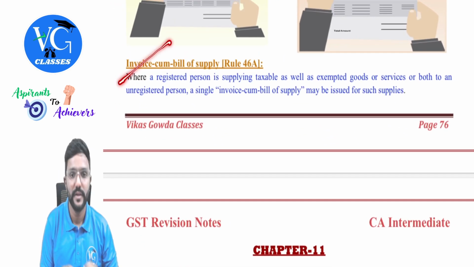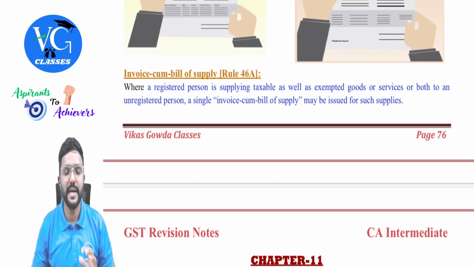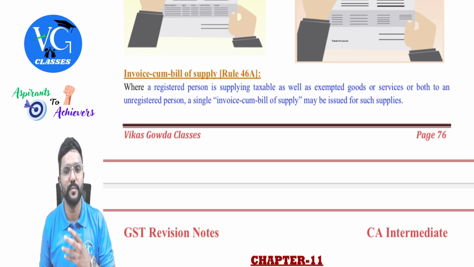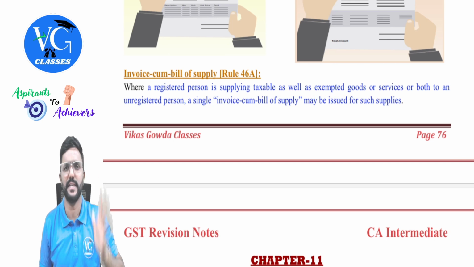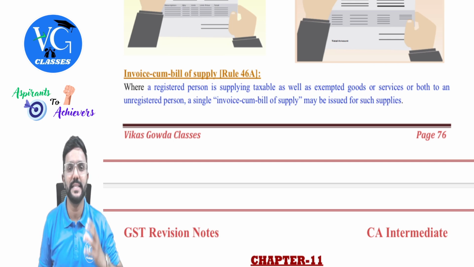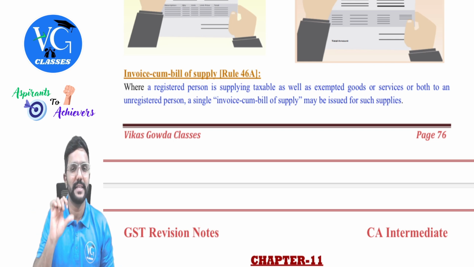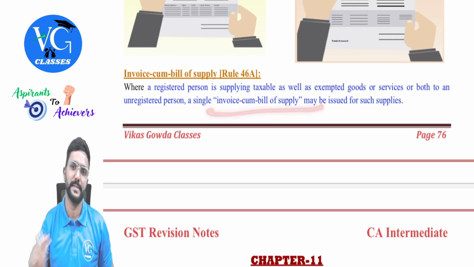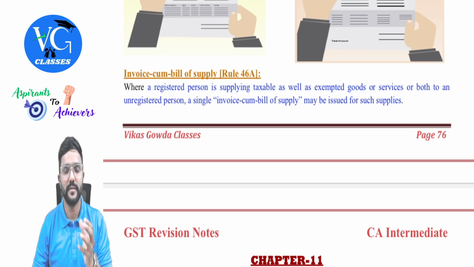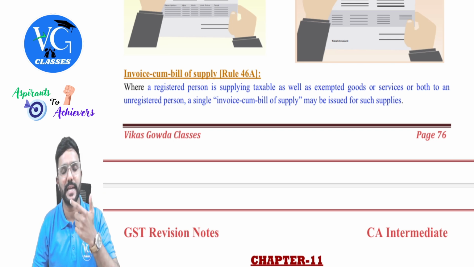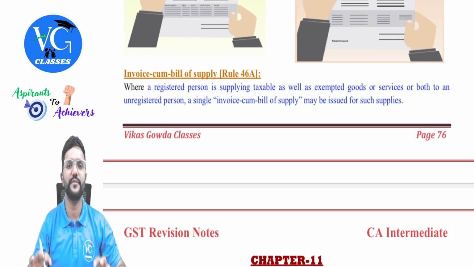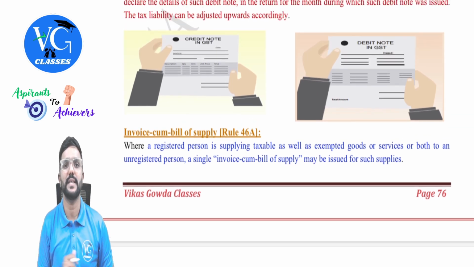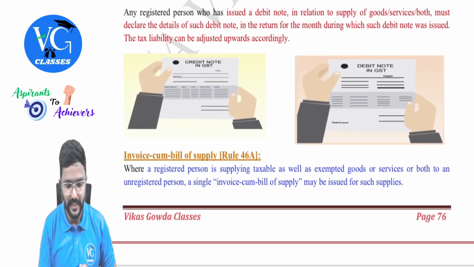Next, the last one, Rule 46A, where a registered person is supplying taxable as well as exempted goods or services or both to an unregistered person, that is a single recipient who is unregistered. In that case, instead of issuing two separate documents, tax invoice and bill of supply, can we issue one invoice cum bill of supply? Yes. When for the same recipient, taxable as well as exempt goods or services are supplied, instead of issuing two separate documents, we can issue one invoice cum bill of supply, guys. Is that clear? Yes, sir.